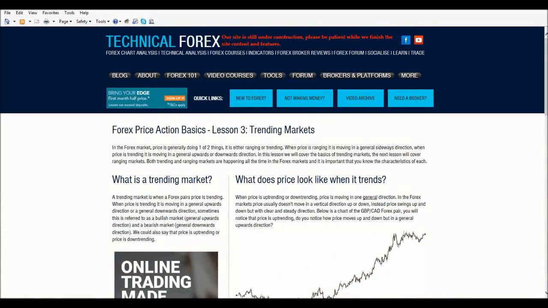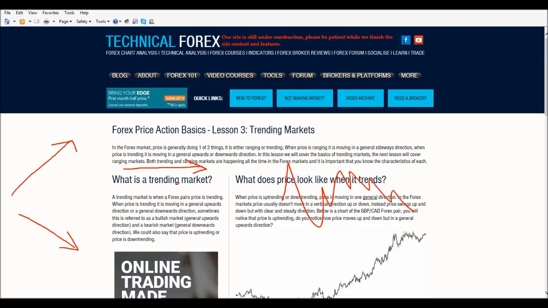When we look at any chart of a currency pair, the US dollar, Canadian dollar, the pound, Australian dollar, the US dollar, Japanese yen, no matter what the currency pair is, price is generally behaving in one of 4 ways. Price is generally moving in an upwards direction, a downwards direction, a sideways direction, or it has no direction at all and it's all over the place.